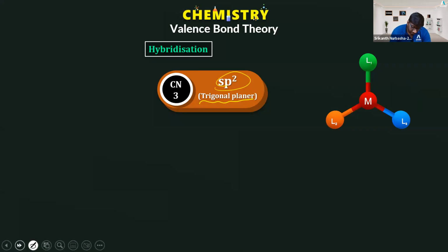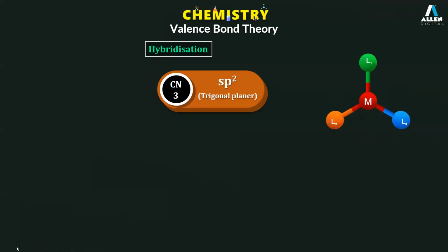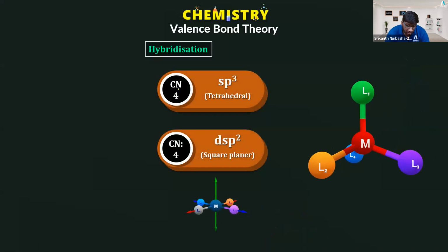sp3 means what? Tetrahedral. In coordination number 4, we can have 2 types. sp3 is tetrahedral. dsp2 is square planar. If we have dsp2, that means inner d orbitals are used, which means pairing has happened. So is it a strong field ligand or not? Yes. So dsp2 is a hybridization possible in case of strong field ligand, and its shape will be square planar.